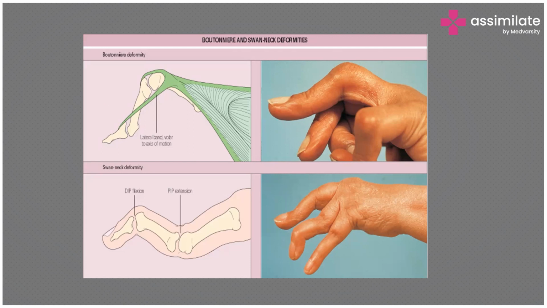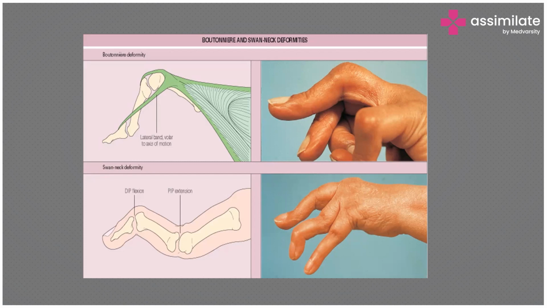You see that? At the proximal interphalangeal joint there is a flexion, and it is hyperextended at the distal interphalangeal joint. There is hyperextension. You see that? So always remember, there is a flexion at the proximal interphalangeal joint and hyperextension at the distal interphalangeal joint.